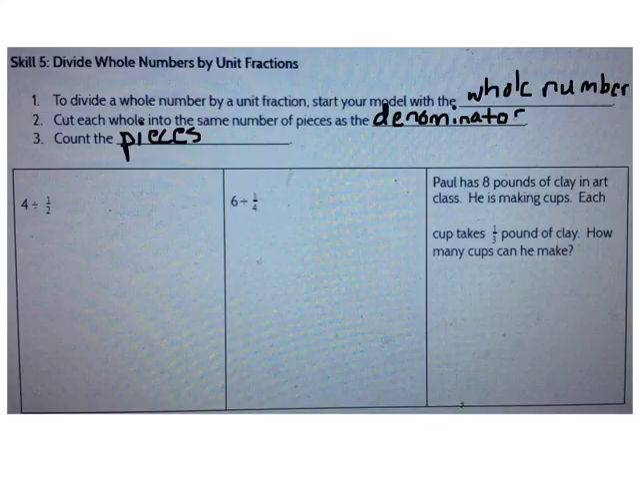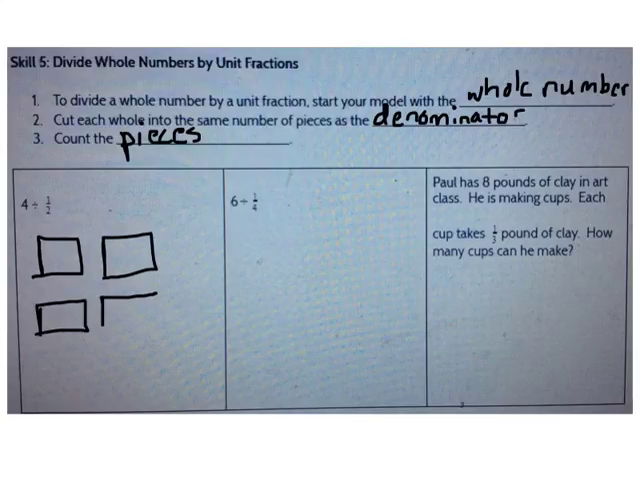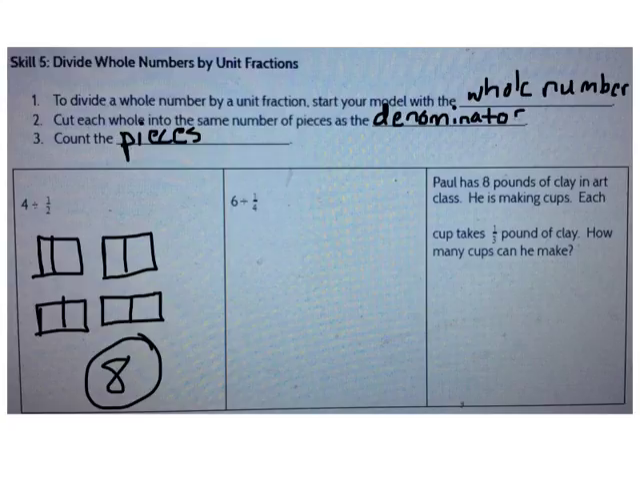Let's try one. 4 divided by 1/2. So how many 1/2s are in 4? Well, I can start by drawing. What should I start by drawing my model? I should start by drawing 4 wholes. How many pieces do I need to cut each whole into? I need to cut them each into 2 pieces, because 2 is the denominator. So how many pieces are there? There are 8. The correct answer is 8. There are 8 1/2s inside of 4.